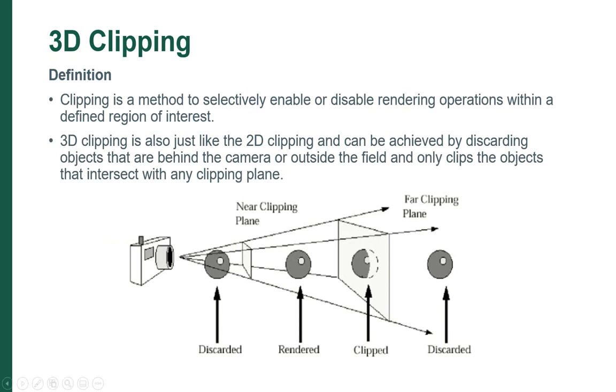This is the near clipping plane for the camera or the eyesight, whatever it may be. This is the far plane. Discarding the objects outside and behind the planes, and only considering the objects that lie between the near and far clipping planes, is called clipping. Even if half of the object lies between these two planes, it will be rendered. This is clearly rendered, but this is clipped. And these are discarded.